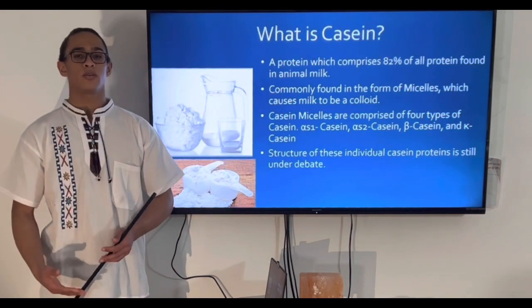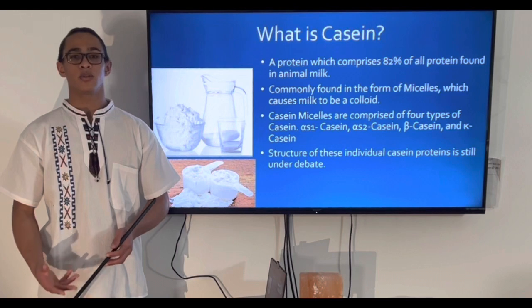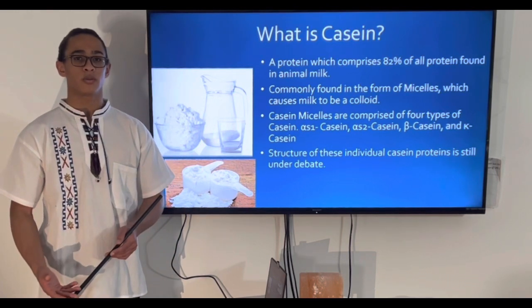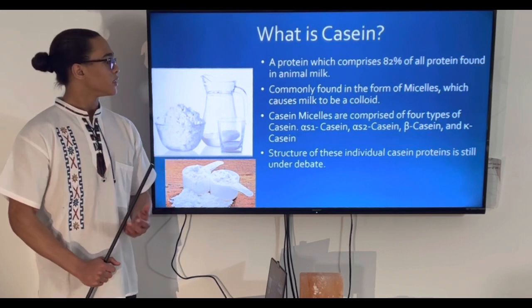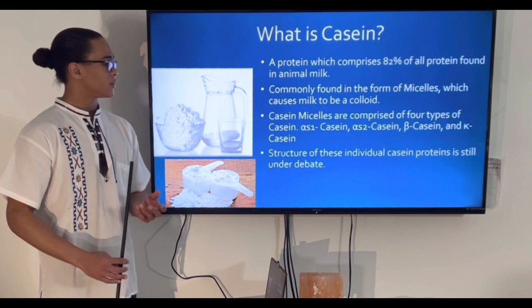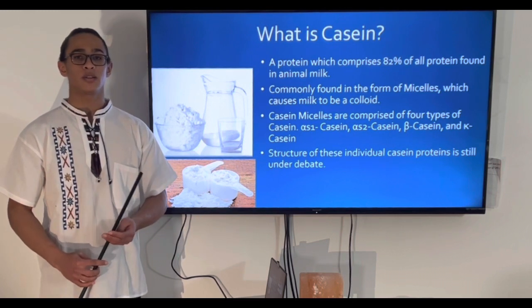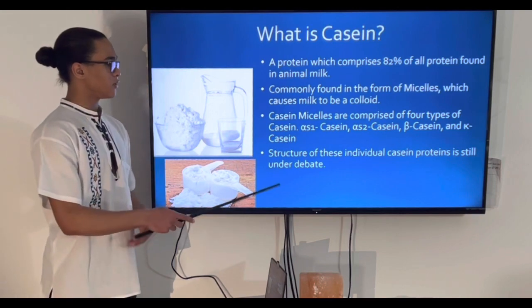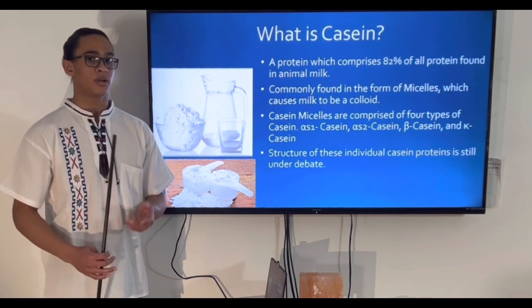You may be wondering, what is casein? Casein is a protein found in milk, and it comprises 82% of all the proteins found in milk. It is commonly formed in the form of micelles, which comprise alpha S1 casein, alpha S2, beta, and kappa casein. The structure of each of these individual casein biopolymers are still under debate.